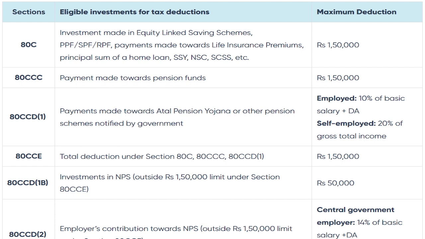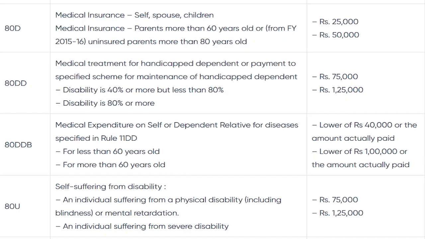There is a separate section, 80CCD 1B, which is investment in NPS, National Pension Scheme, which maximum 50,000 you can do. Then 80CCD 2, which is employer contribution towards NPS, National Pension Scheme, which is additional 50,000. So it means 1,50,000 plus 50,000, 2 lakh you can claim. Right. Then next comes 80D.